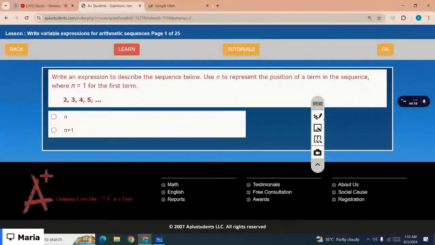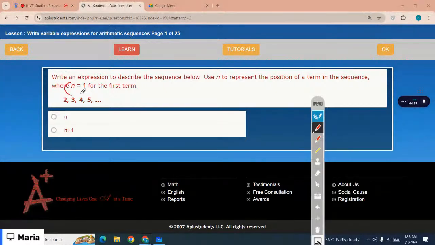Describe this. Use n to represent the position of a term in the sequence where n equals 1 for the first term. Okay, you have to start with n equals 1, right? For example, the first term is 1, but here you are given 2. That means you need to add 1. 1 plus 1 is 2. This is n. For the second one, you have 2 plus 1. So you can see the second term is 3. That means the variable expression is n plus 1. The correct option is n plus 1.